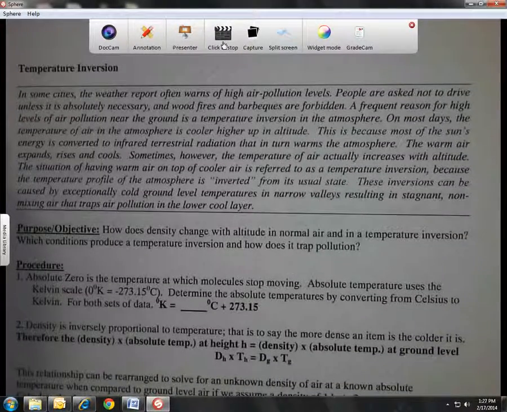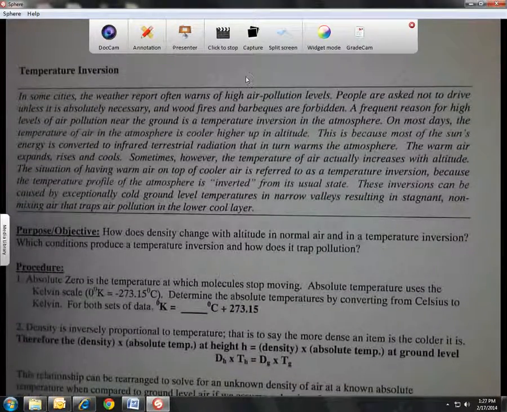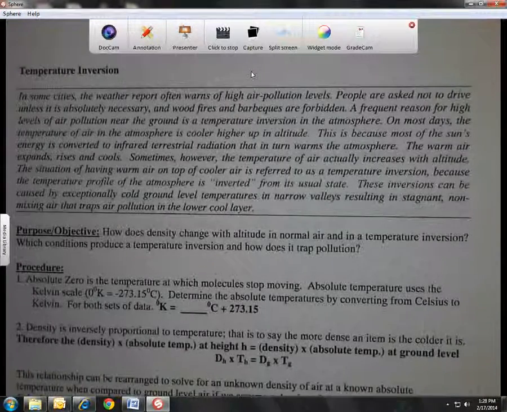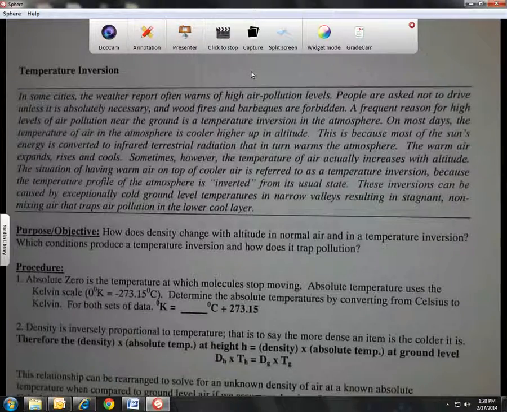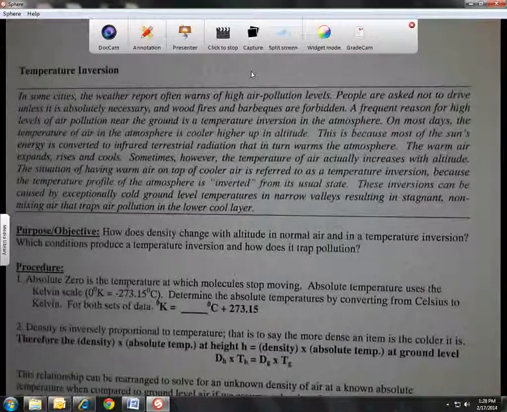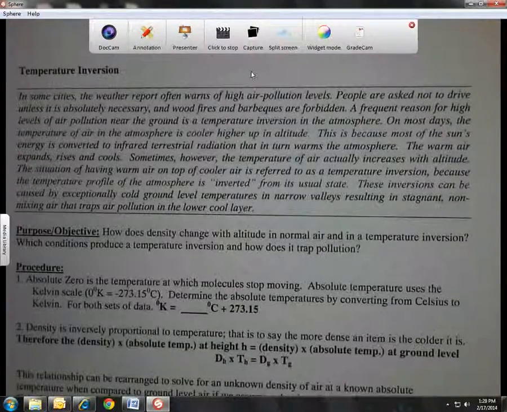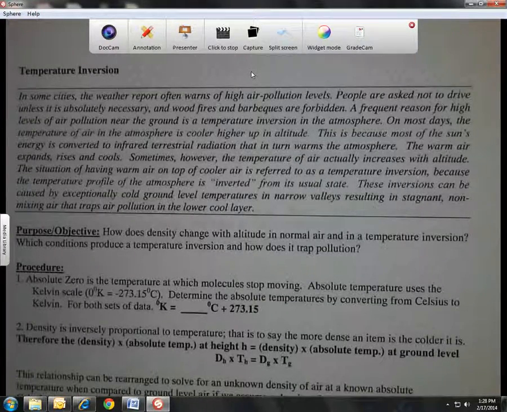Alright, in this little activity we're going to be looking at how to calculate temperature inversions and why we would want to look at temperature inversions within our atmosphere. If we look at the background information, especially during the summertime, we sometimes hear on the news report that there's a high air pollution level or high air pollution count, and they recommend that we not go outside during the hours of 2 to 5 in the afternoon when it's the hottest.